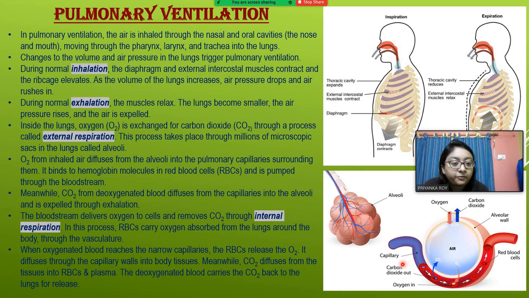So this is the difference between external and internal respiration. When oxygenated blood reaches the narrow capillaries, the RBCs release the O2. It diffuses through the capillary walls, and the CO2 diffuses from the tissues to the RBCs, and then finally the deoxygenated blood is carried back to the lungs via these capillaries. And here again the same transfer of gases will take place, and this process will be repeated in cycles.